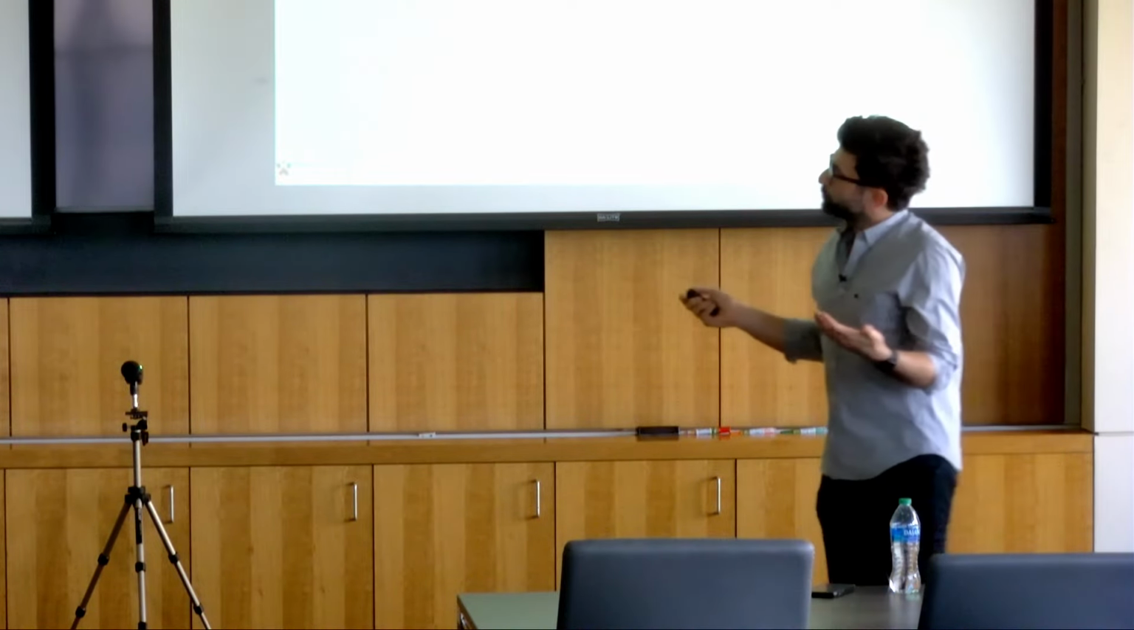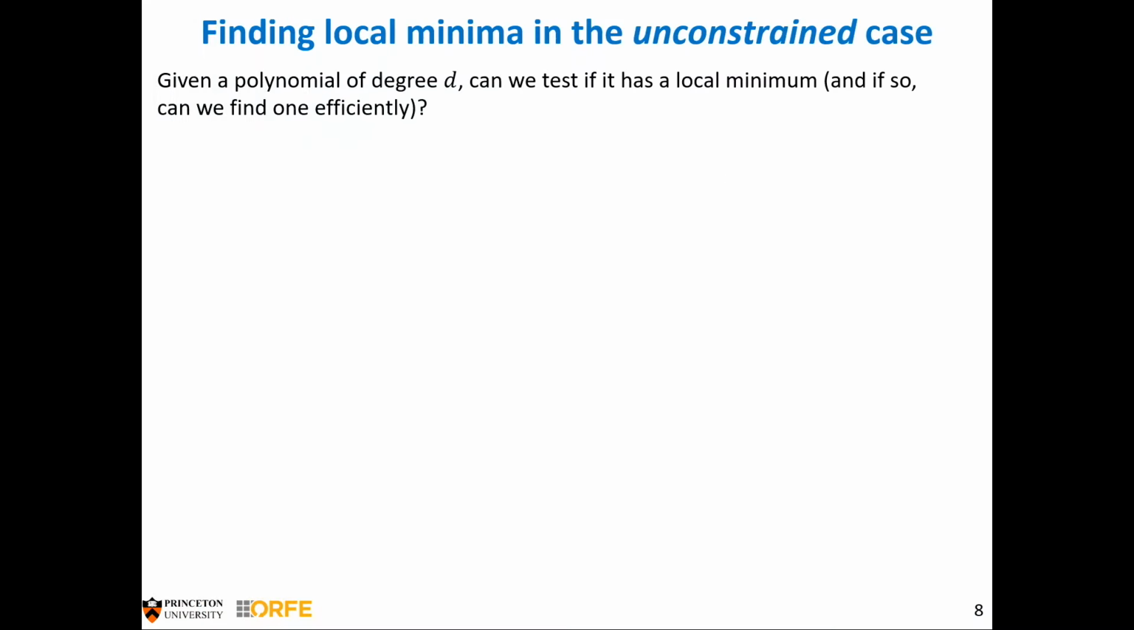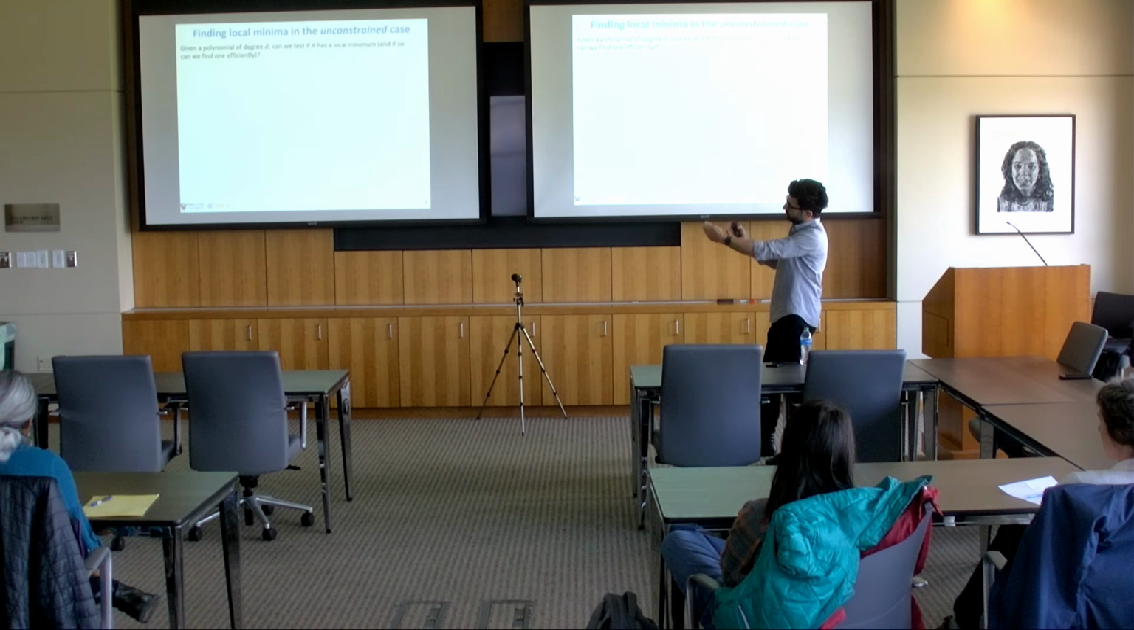So now I want to move to the unconstrained case. The question is even simpler to describe. Given a polynomial of degree d, meaning given its coefficients as input, can we test if it has a local minimum? And if so, can we find one efficiently? And I want to study the complexity of this question for different values of the degree.